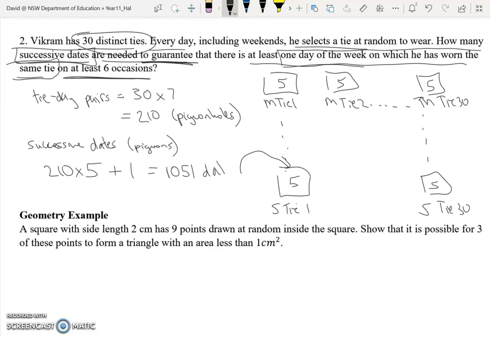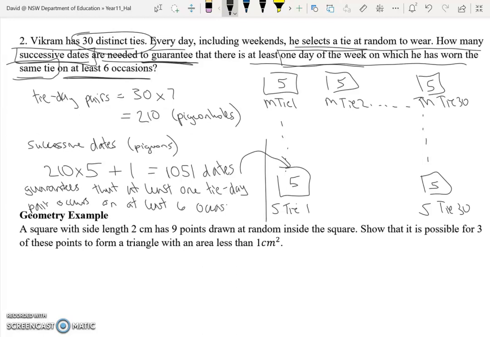And when we do that, we get 1051 dates. And I might just add some words at the end to clarify. That many dates guarantees that at least one tie day pair occurs on at least 6 occasions. Okay, there you go. So 1051 was what we're after.